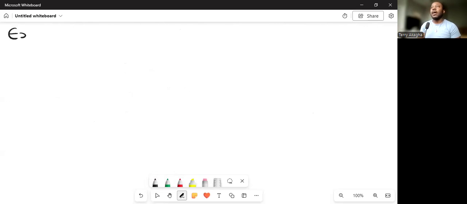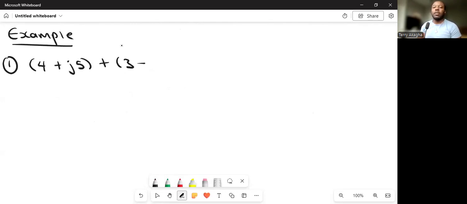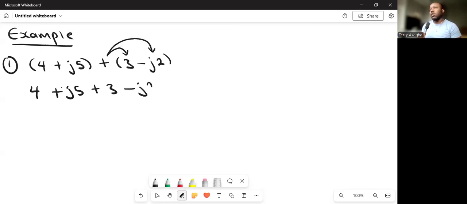In example number 1, I have 4 plus j5 plus 3 minus j2. Are you seeing it? The first step is that we open the bracket. Do you remember? It becomes 4 plus j5, plus times 3 gives you plus 3, then plus times minus j2 gives you minus j2. Then you collect like terms together.